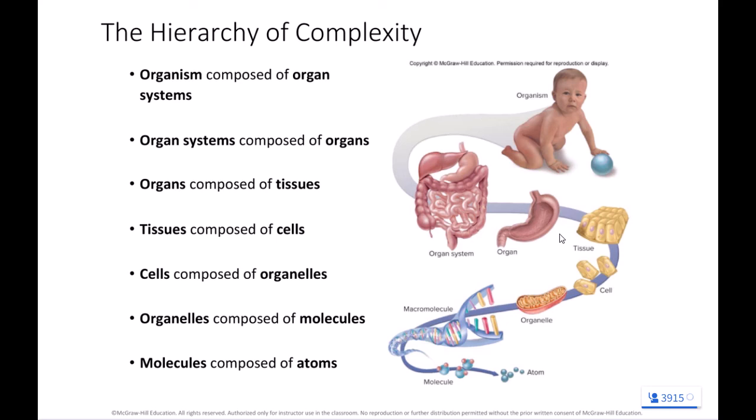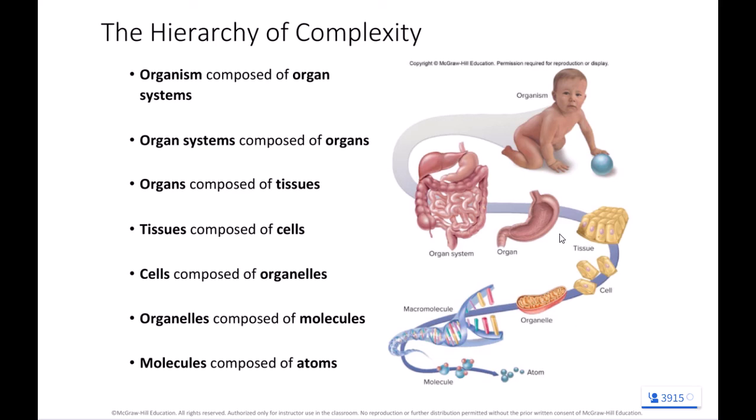If we have multiple organelles working together, we get cells. Multiple cells working together gives you a tissue. Multiple tissues working together gives you an organ. Multiple organs working together give you an organ system. And we'll pause for a moment on organ system.